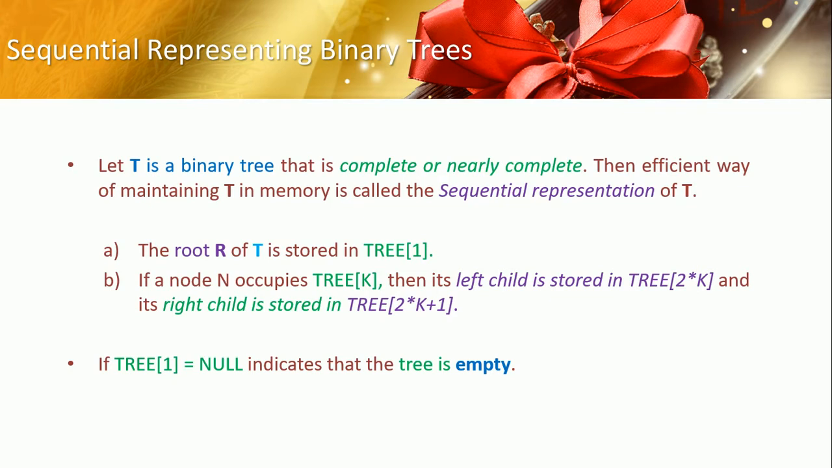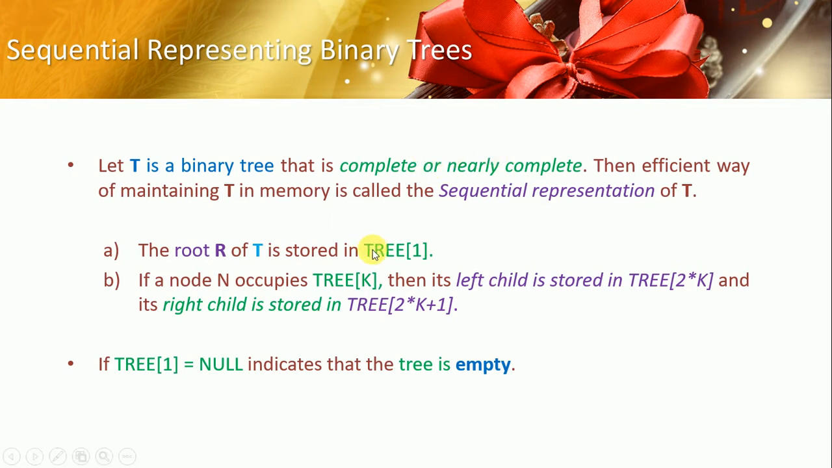Now we are going to discuss the sequential representation of a binary tree. Suppose T is a binary tree that is nearly complete or a complete binary tree. A complete binary tree is a tree in which every node has two children except at the last level. Then the efficient way of maintaining a tree in memory is called the sequential representation of a tree. Then we can store the data in memory like this.